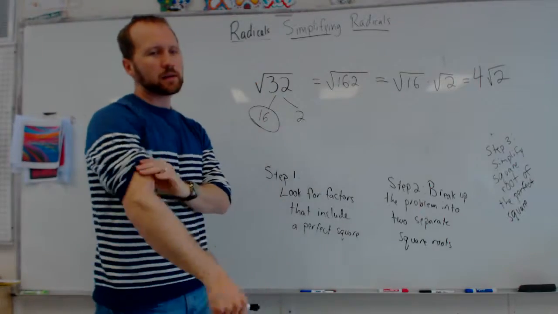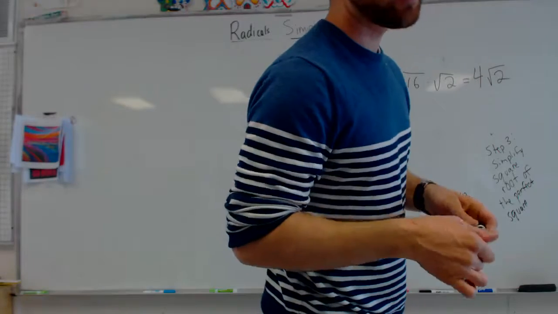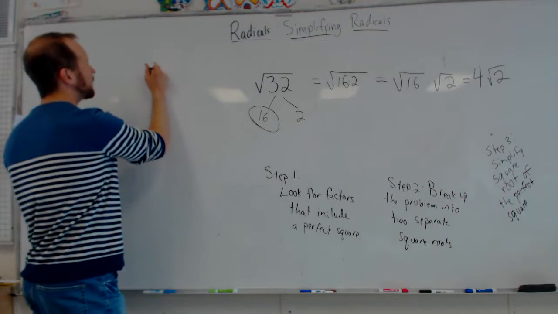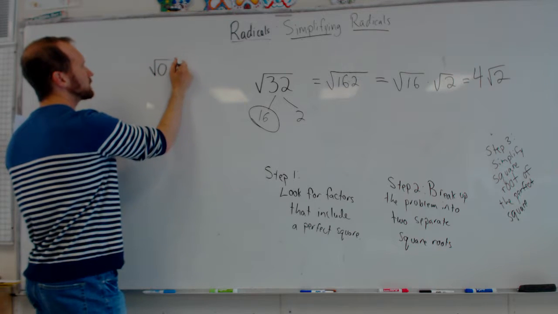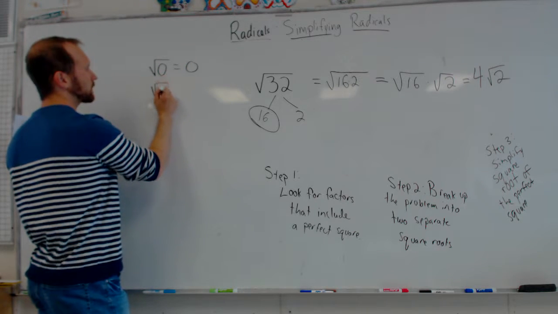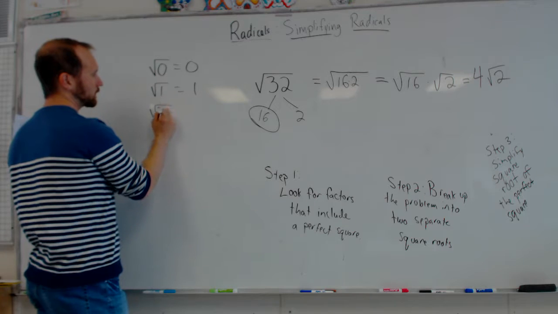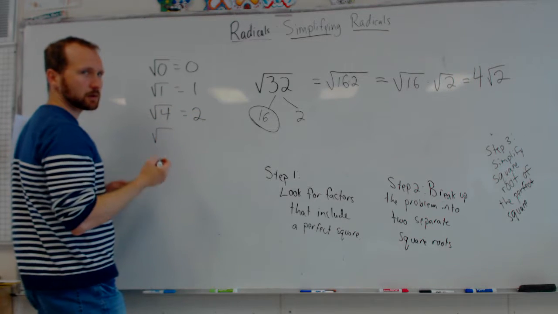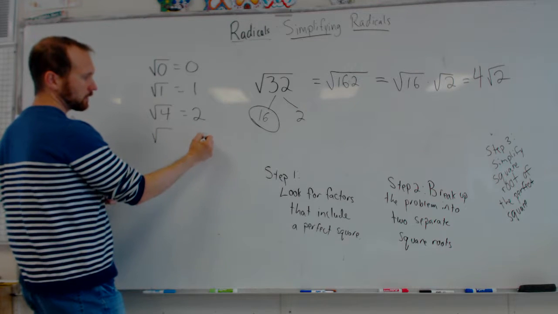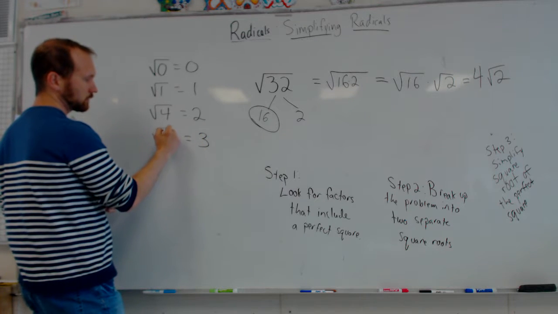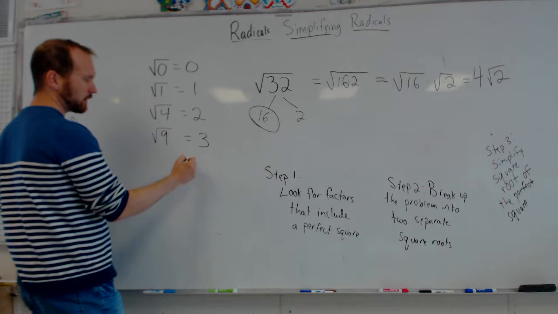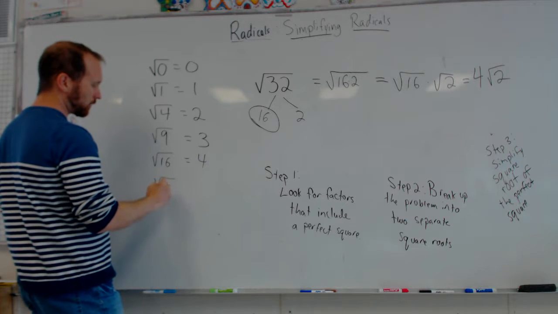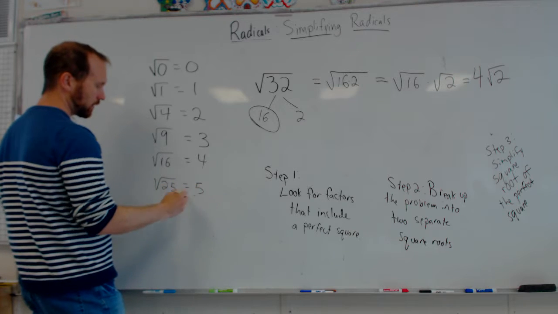And you'll see this on the first part of your homework. You're going to practice some of the perfect squares. So if I were to go through all of them, the square root of 0 is 0, the square root of 1 is 1, the square root of 4 is 2, the square root of 9 is 3. Do you see what I'm doing? See the pattern?